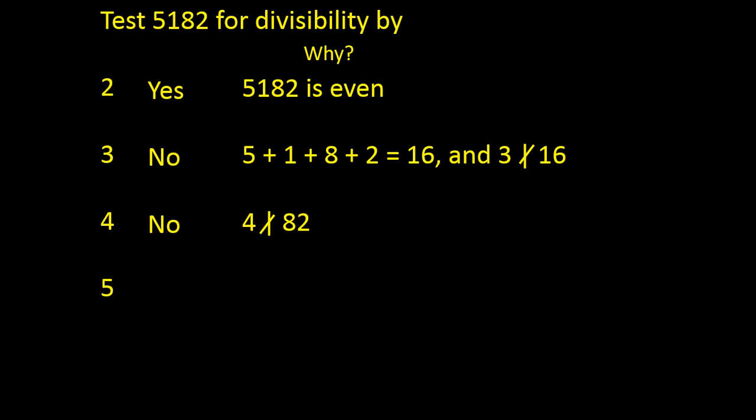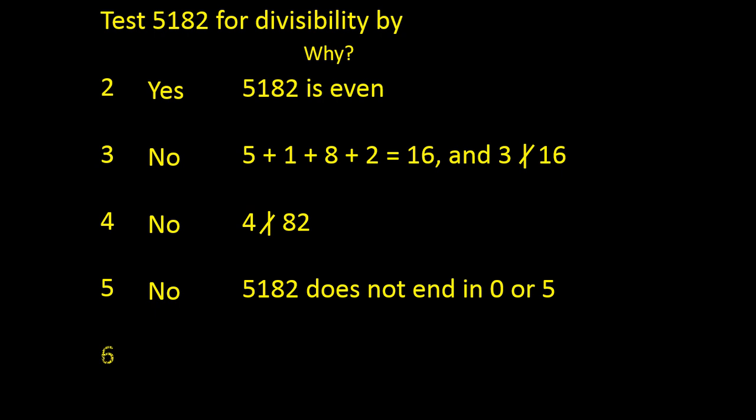The rule for 5 is to look at the last digit of the number. It's not a 0 or a 5, so 5,182 cannot be divided by 5. The rule for 6 is if the number is divisible by both 2 and 3, then it is divisible by 6. And since it's not divisible by 3, it's not divisible by 6.